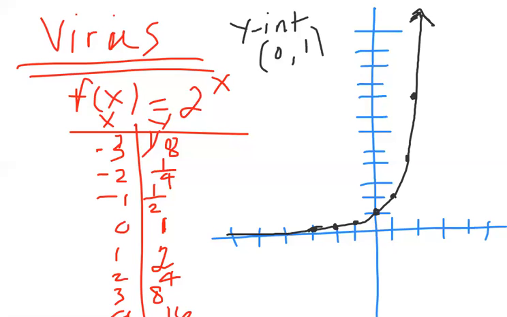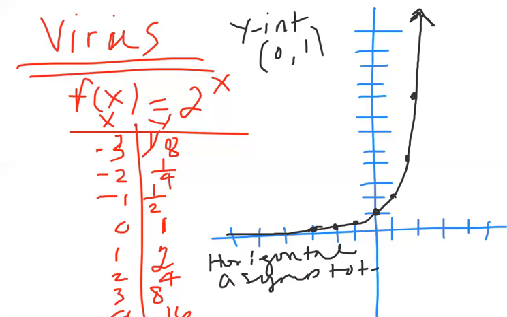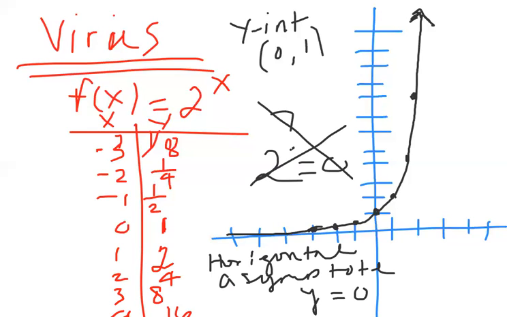So in other words, guys, this graph has a horizontal asymptote at y equals 0. This graph will never intersect the x-axis because there is no way, guys, to take 2 and raise it to some power and get 0. That is impossible. So be careful with the exponential growth functions, guys.